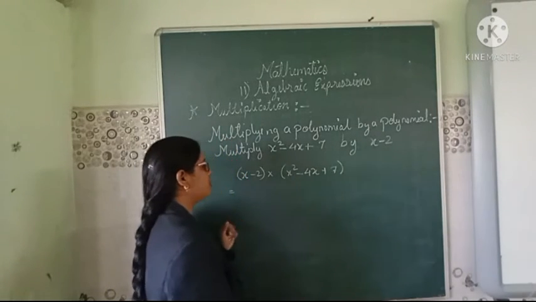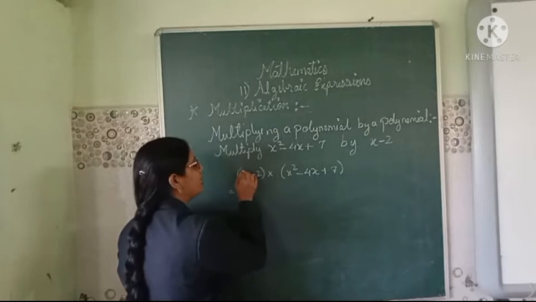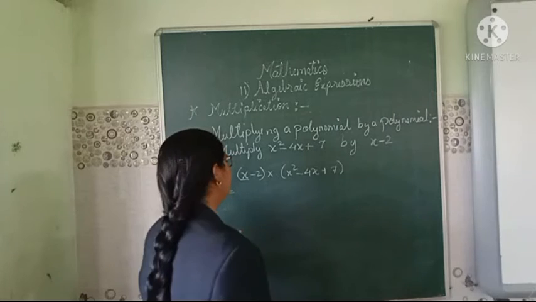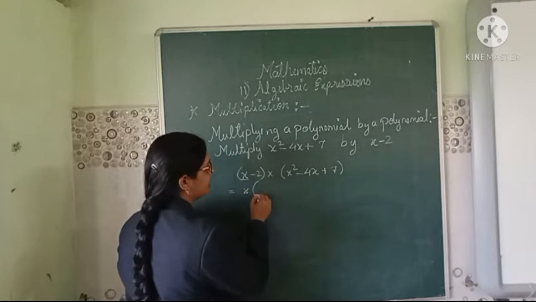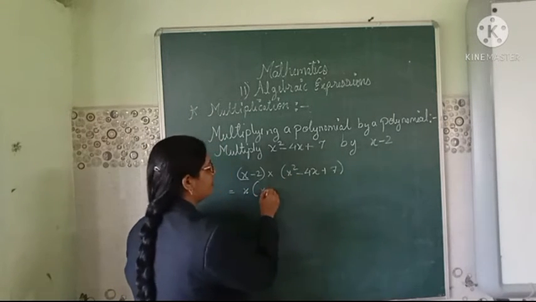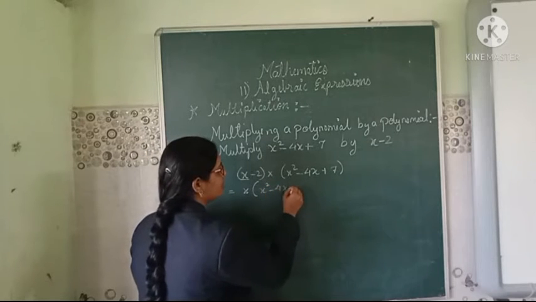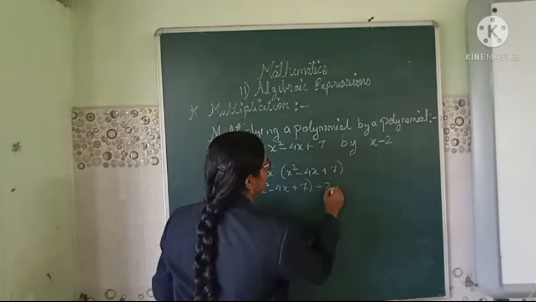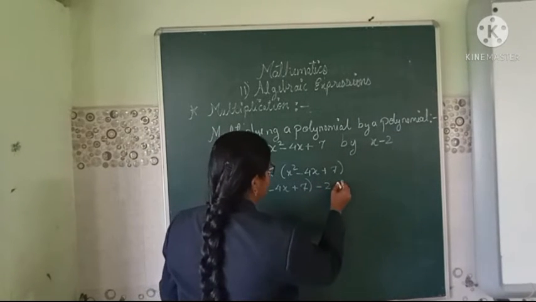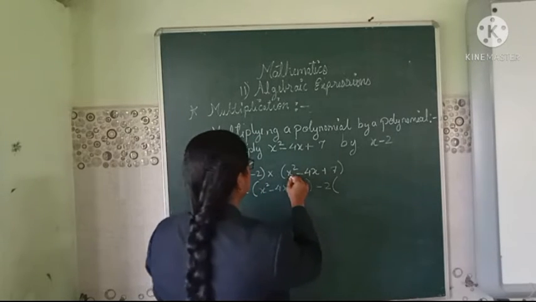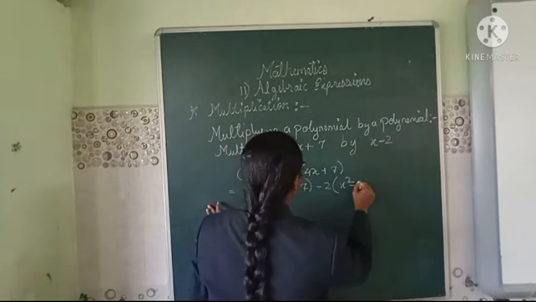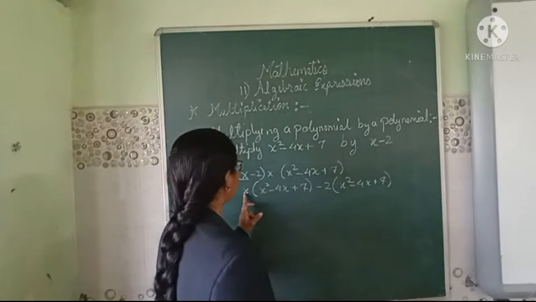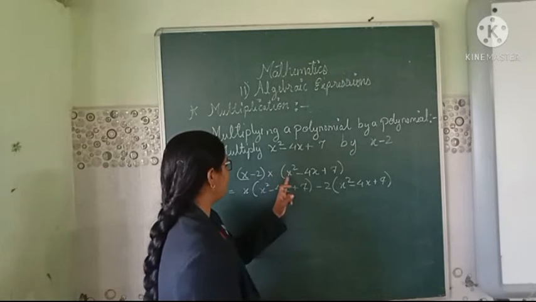Now in this, first you have to consider x, and multiply this x to all the terms of this polynomial. So x into bracket, what are the terms that you write down? x square minus 4x plus 7. Negative 2 as it is, inside the bracket x square minus 4x plus 7. Okay. So this x multiplied by x square.